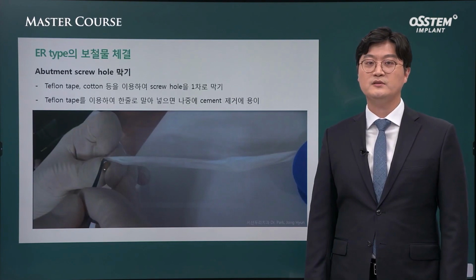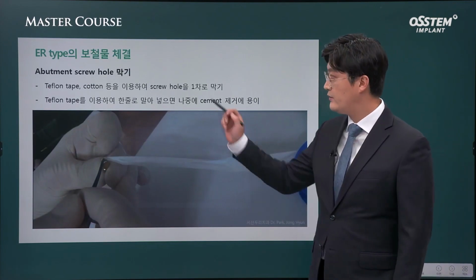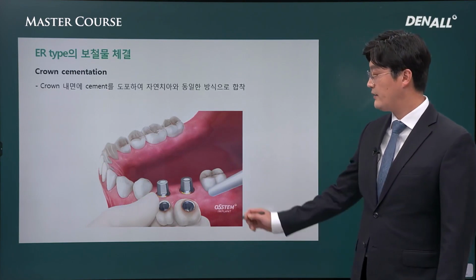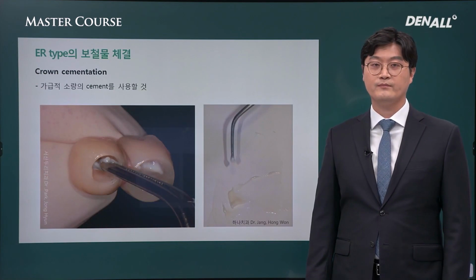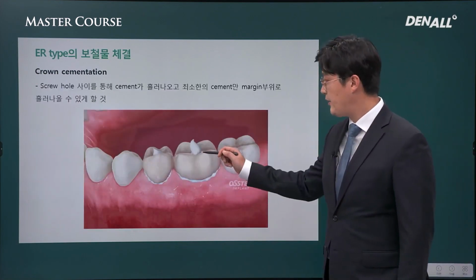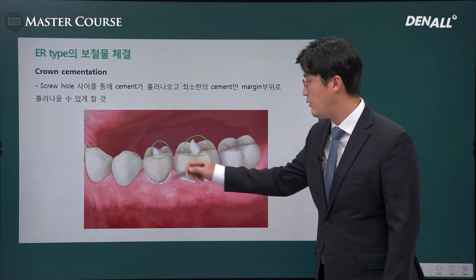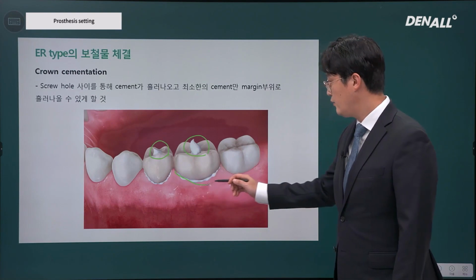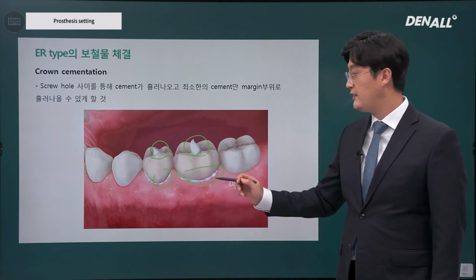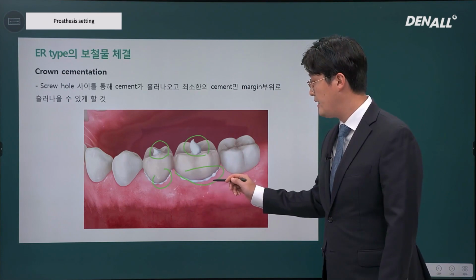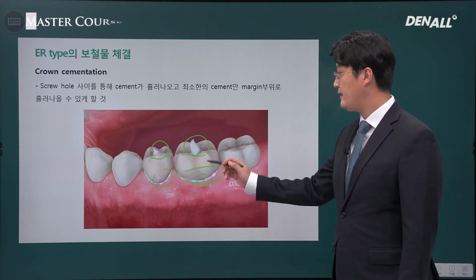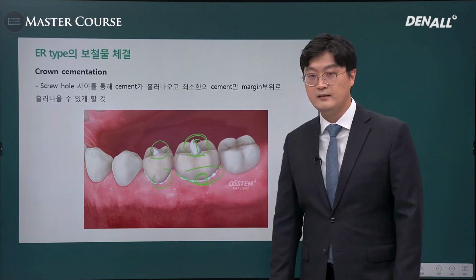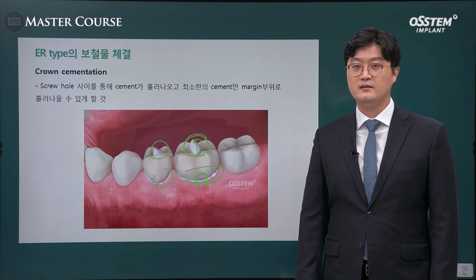As for ER type, the hole itself is sealed using Teflon tape. After that, cement is used for cementation. In the case of ER type, the excess cement comes out here. Hence, excess cement comes out less towards this side, unlike the cement type prosthesis. As for cement type, the excess cement comes out this way, but in the ER type, there's a hole here and it mostly comes out here. Therefore, compared with cement type, there's less excess cement at the gingival margin.